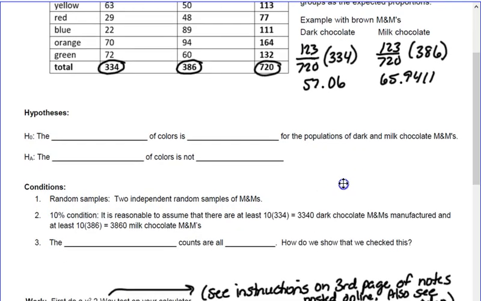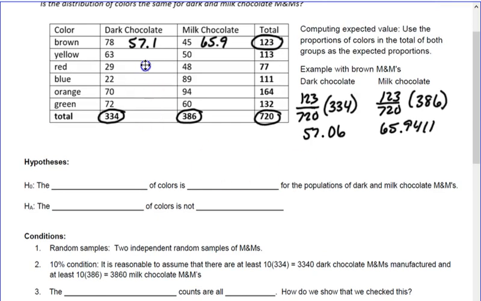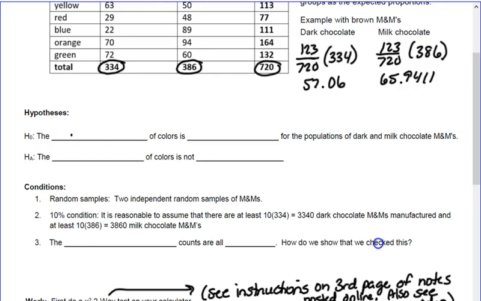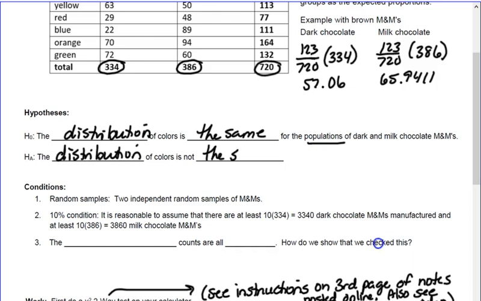Let's take a look at our hypotheses. Our null hypothesis is that the distribution of colors is the same for both populations. Notice that I specifically included the populations of dark and milk chocolate M&Ms so that I know that my hypothesis is specifically about the populations. And then we would say, of course, for the alternate, that the distribution of colors is not the same, or that it's different.